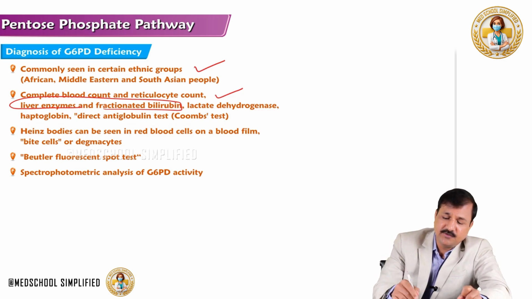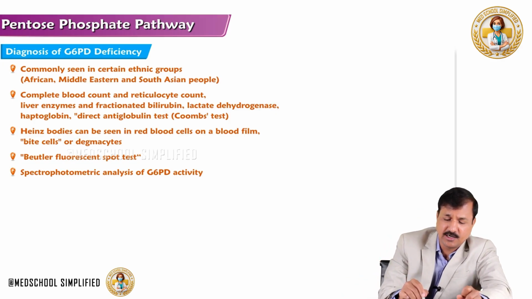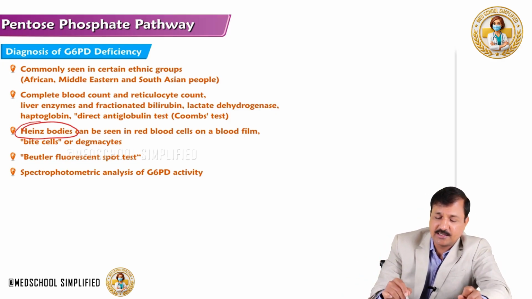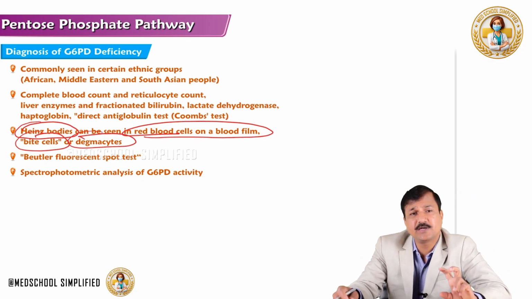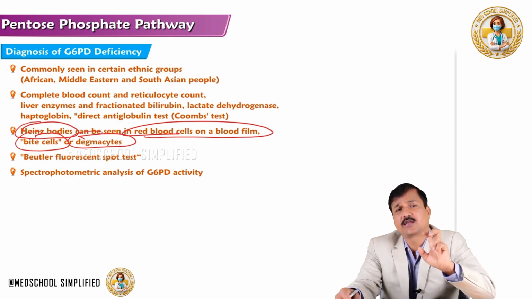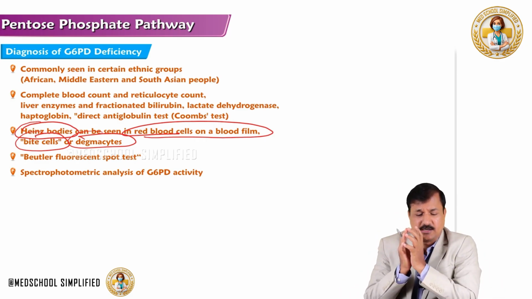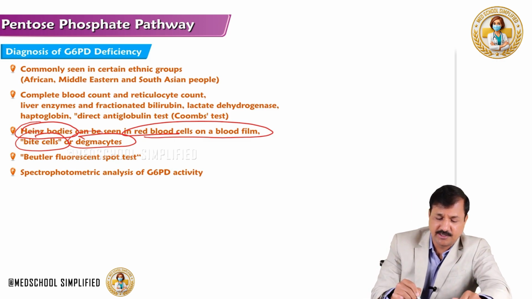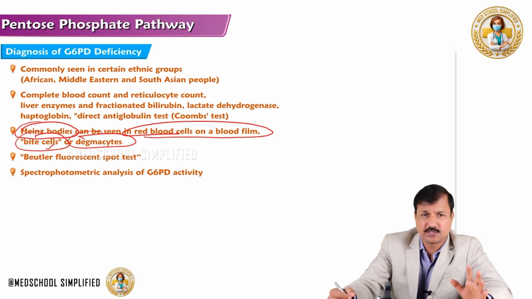Now, one of the important features of glucose-6-phosphate dehydrogenase deficiency that we must look at is Heinz bodies. Heinz bodies can be seen in red blood cells on blood film, and Heinz bodies are also referred to as bite cells or degmacytes. These are precipitated hemoglobin molecules because of the effect of reactive oxygen species on hemoglobin. So the precipitated hemoglobin molecules seen in the peripheral blood smear are referred to as Heinz bodies or bite cells or degmacytes. So this is the characteristic feature of glucose-6-phosphate dehydrogenase deficiency that we must be looking for.